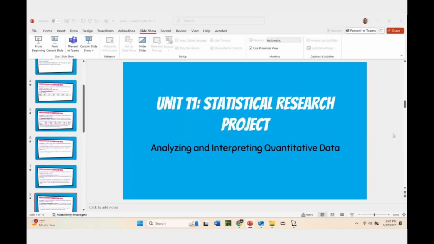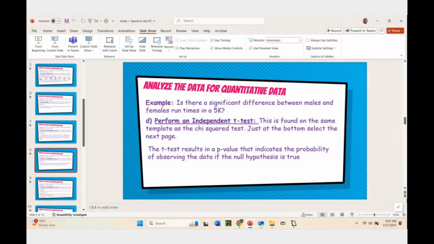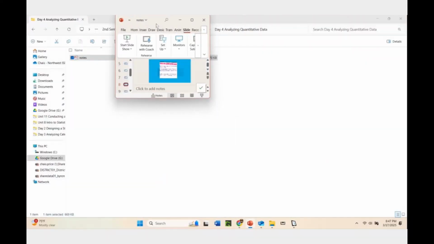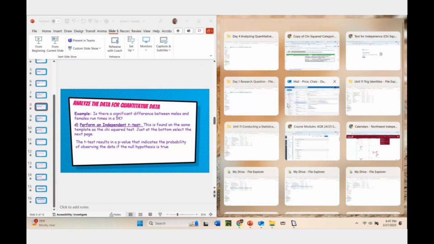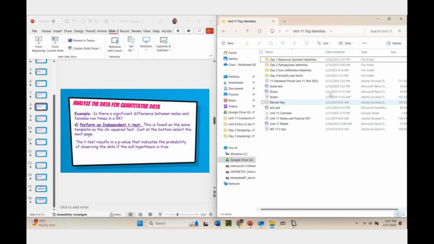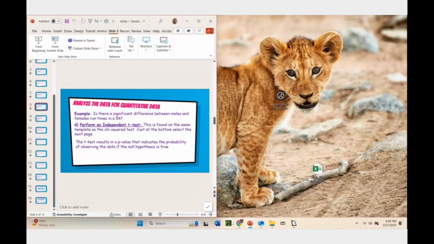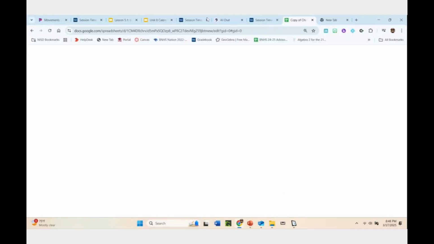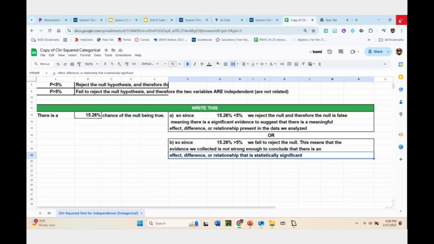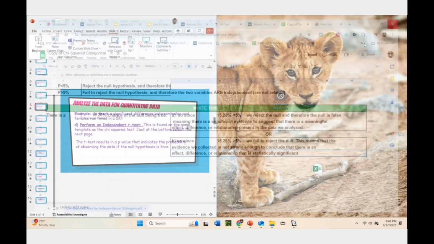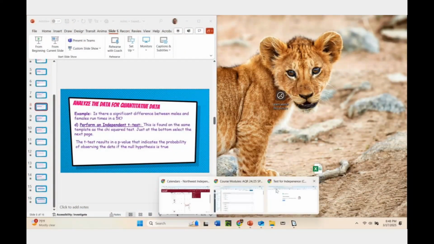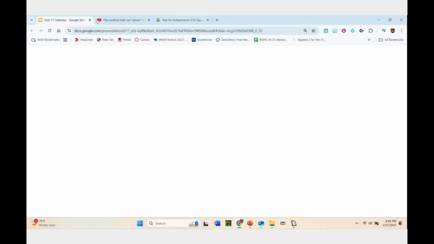This is found on the same template. Actually, I separated those. Here I say you can select the bottom of the page. Let me show you where that is. Not that. Let's see where that is. Not that. Oh, here it is.